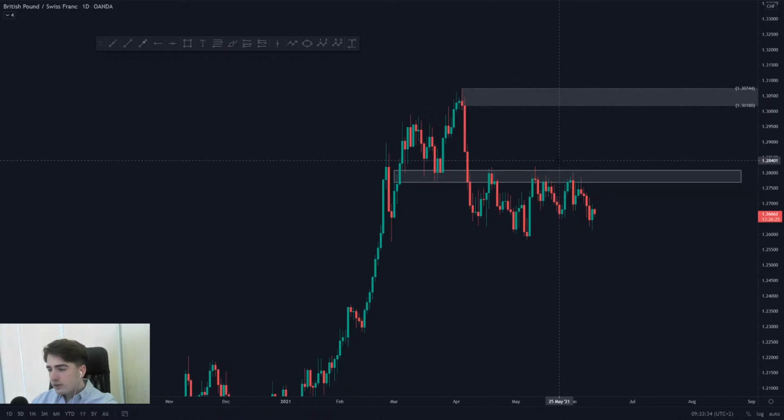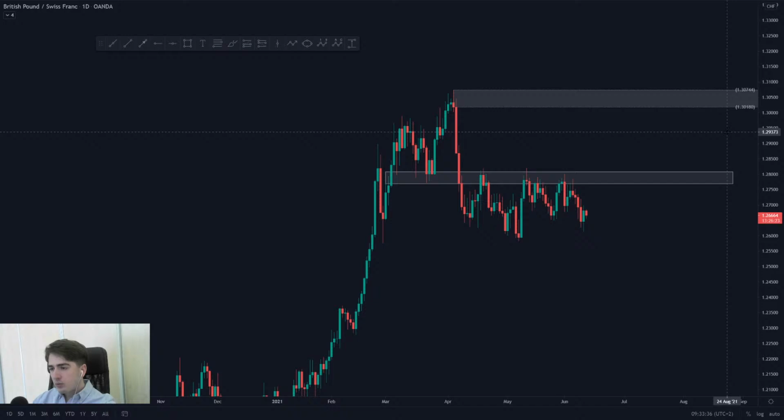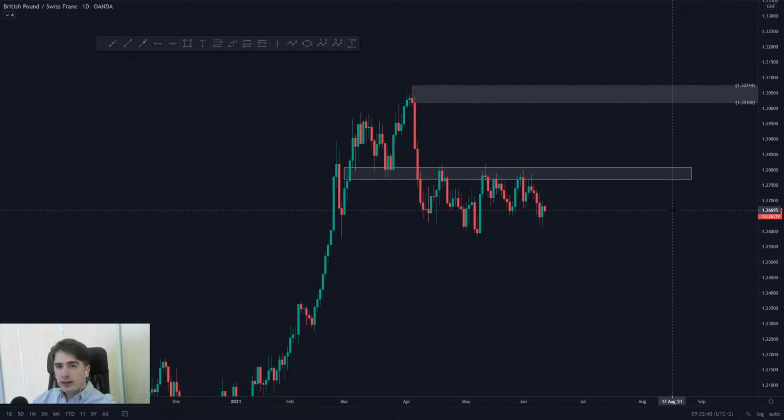So I would love to see this zone at around 1.30180 get hit before tanking further back down in towards the lows. So yeah, that is my short region.